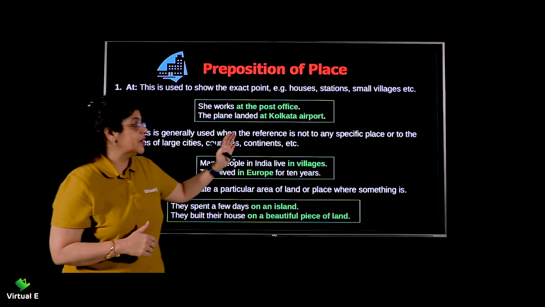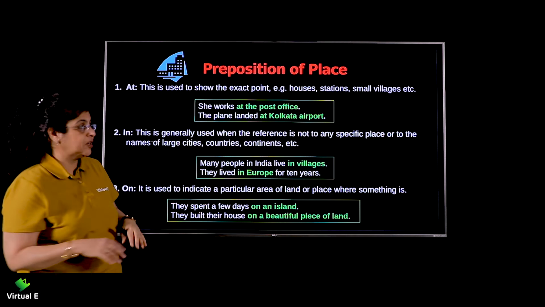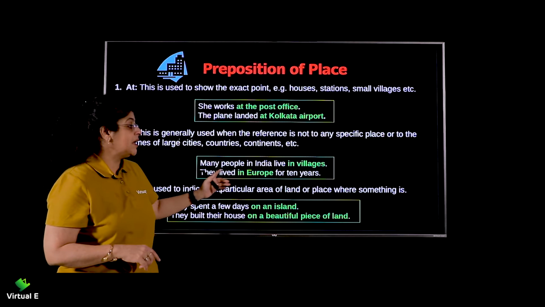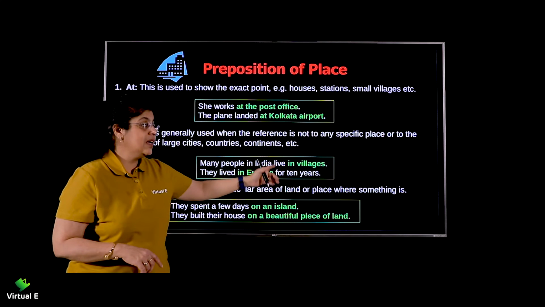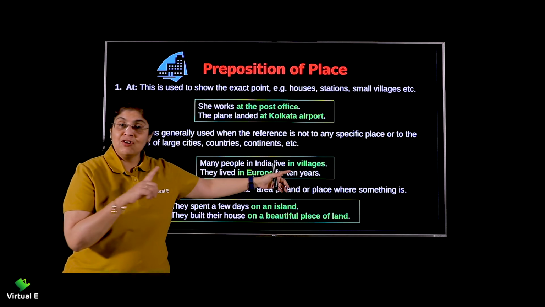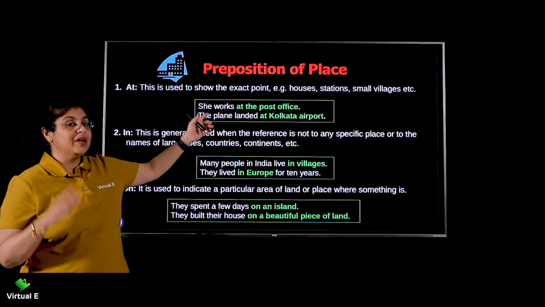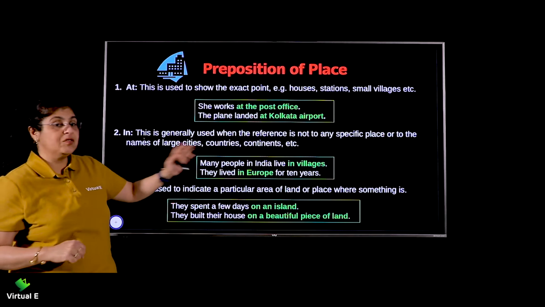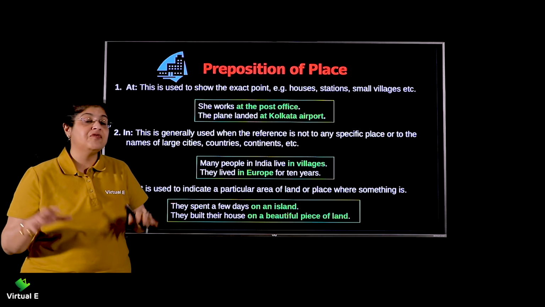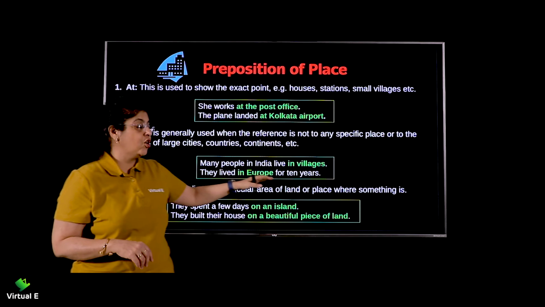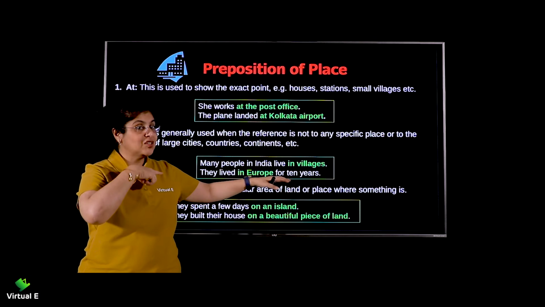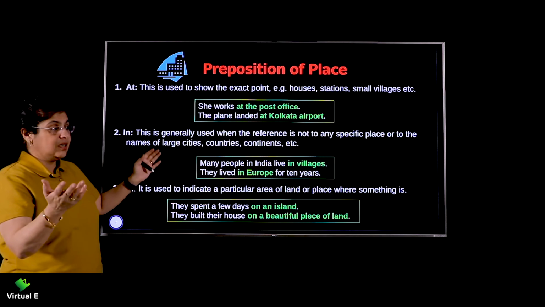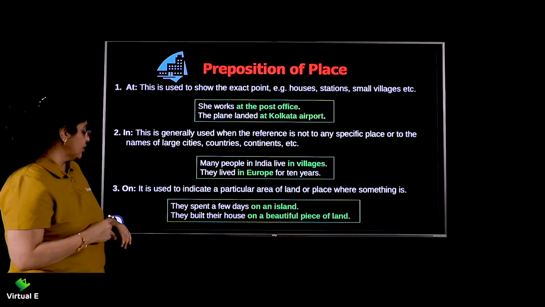In is generally used when the reference is not to any specific place, or to the names of large cities, countries and continents. Many people in India live in villages. It is not giving you an exact point. At is giving you the exact point. In is just telling you they are there, right? They do not give you any specific place. They lived in Europe for 10 years. You remember for, we just did it previously? So in Europe, it is not a specific place, but yes, you are there in Europe.